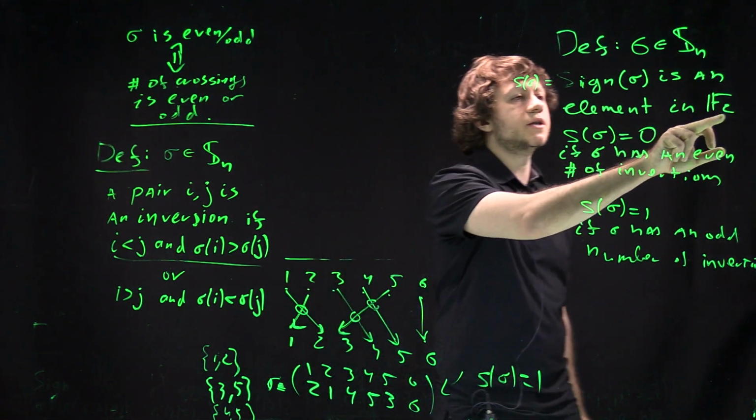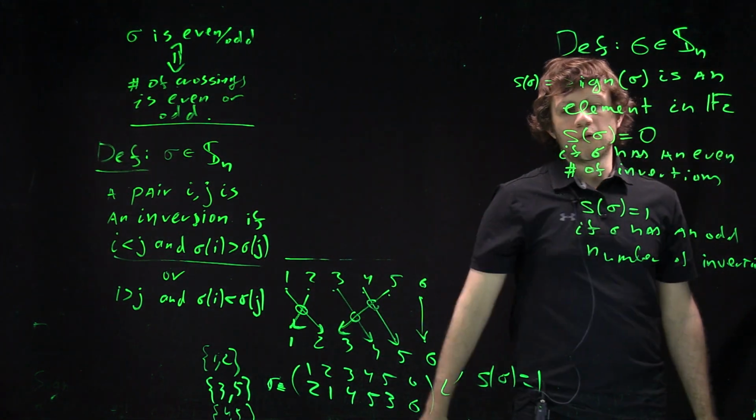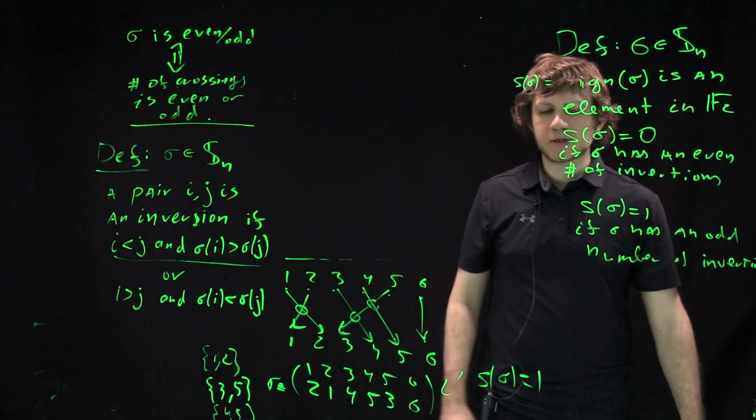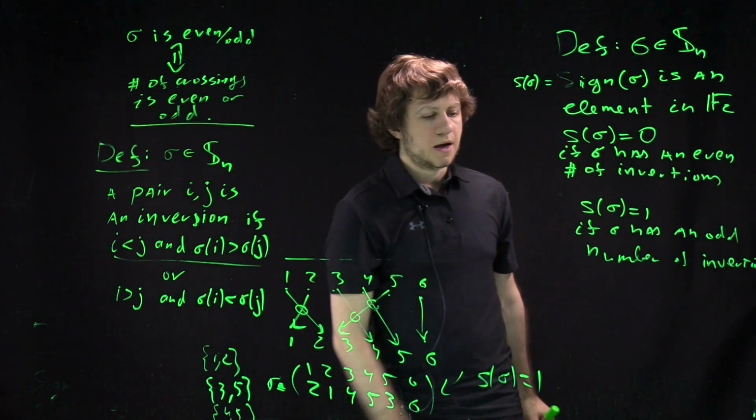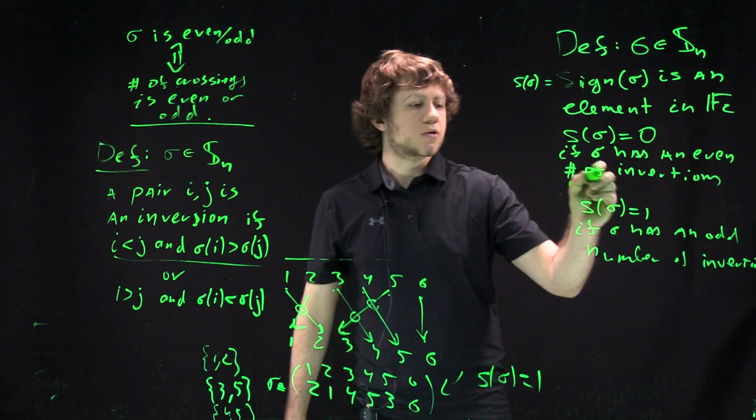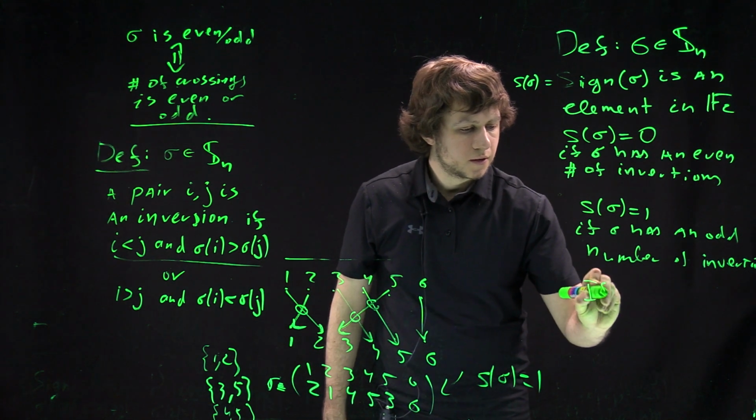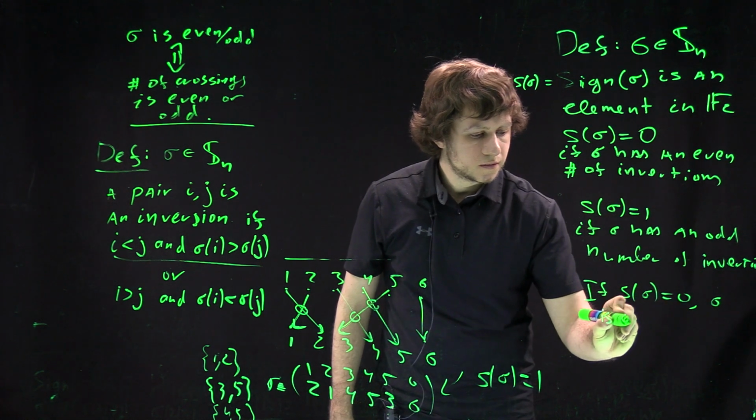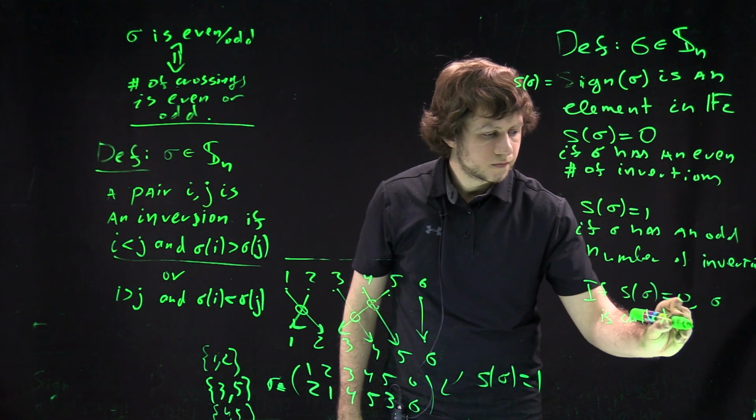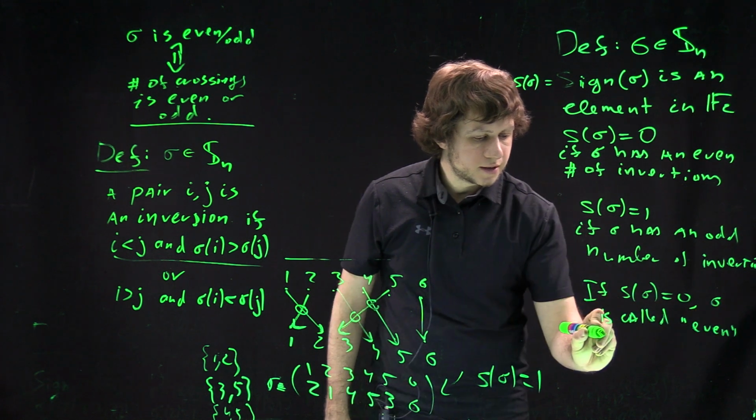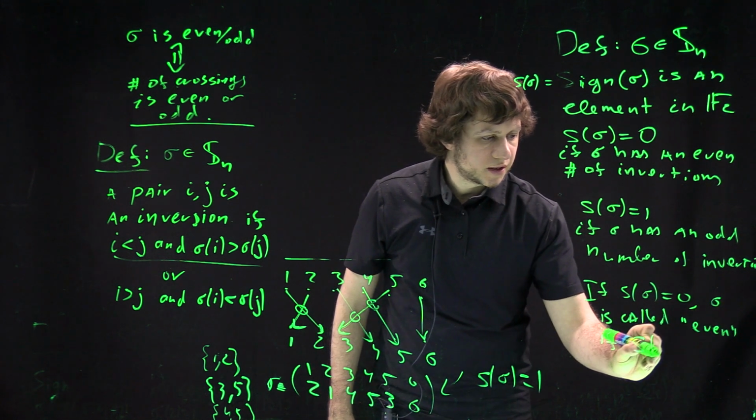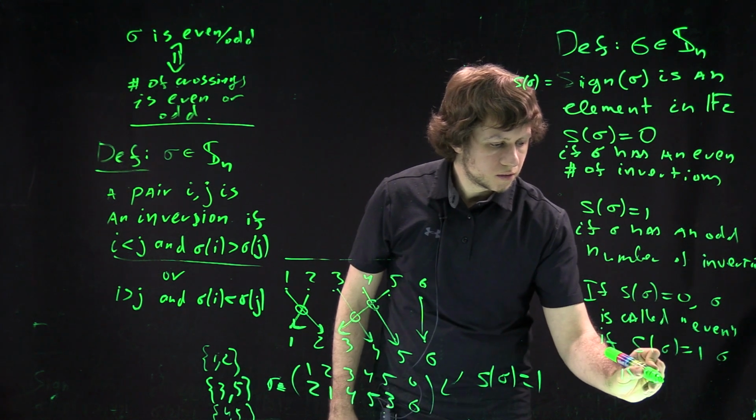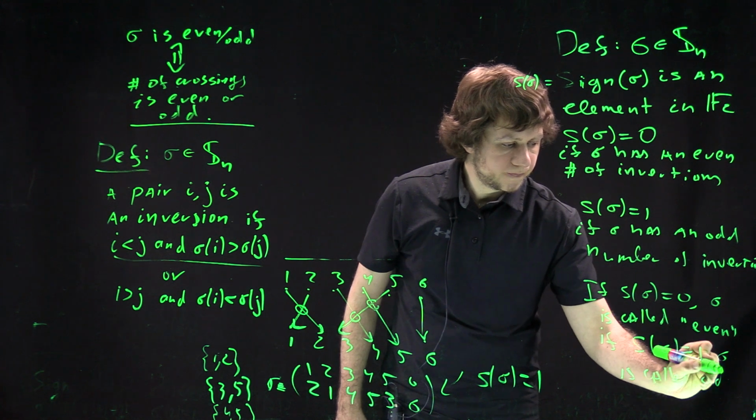So notice that weird thing that a sine is an element of F2. Why do we need that? Of course, if you just want to say that there are 2 sines, 0 and 1, why would you do that? But the reason is we will add them very soon, so this is why I need that. And such guys are called, so if S of sigma is equal to 0, sigma is called even. And if S of sigma is equal to 1, sigma is called odd.